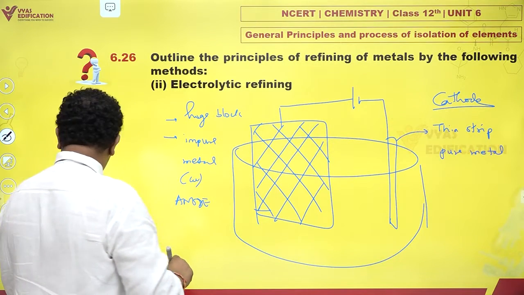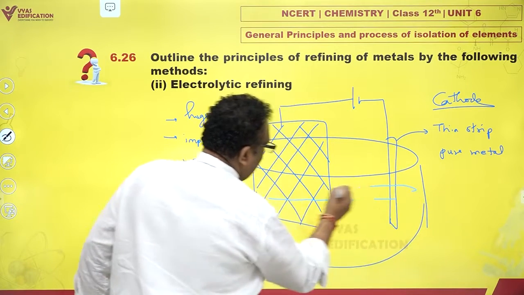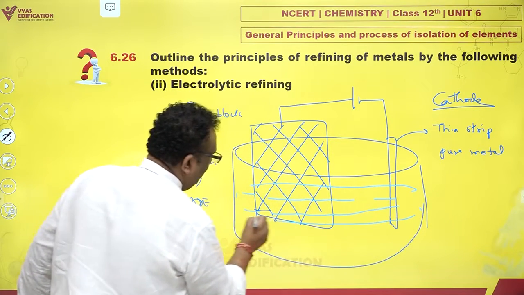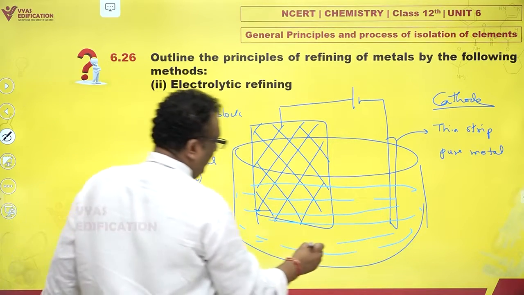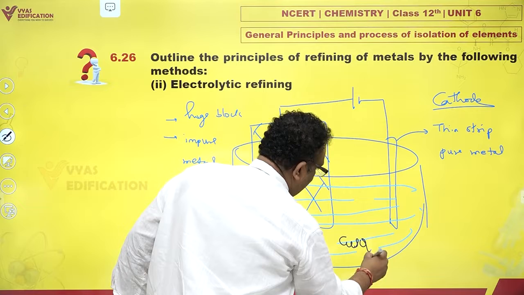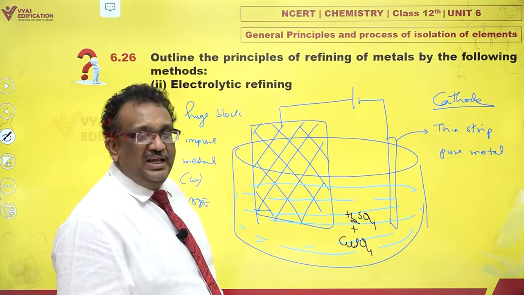And do we have a solution? Of course we have a solution, and the solution contains, well, guess what does it contain? It contains the electrolyte. For example, in case of copper, this is copper sulfate plus a tiny bit of sulfuric acid, just to maintain the solution slightly acidic.